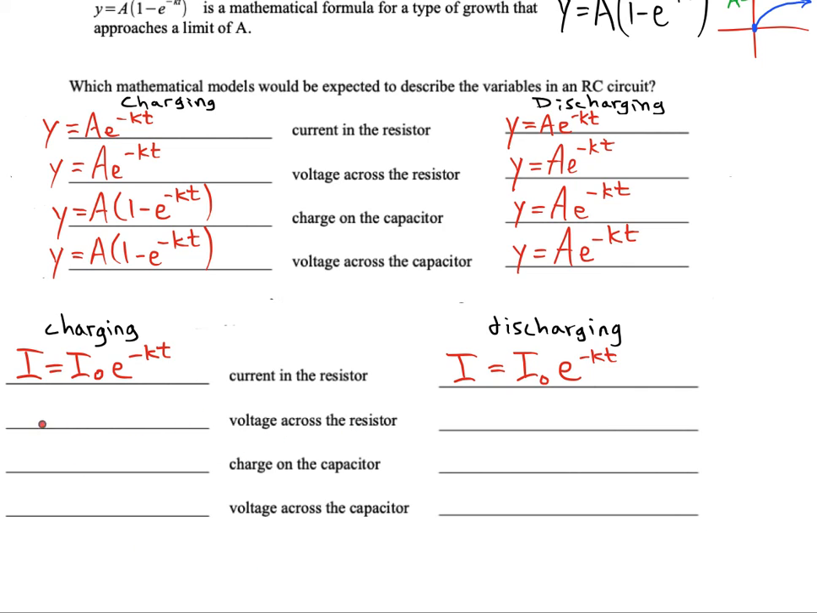For the voltage across the resistor, we'll want VR equals V max, or V0, times e to the negative kt. The resistor's voltage will decrease towards 0 as time goes on. And for discharging, the same thing will happen.